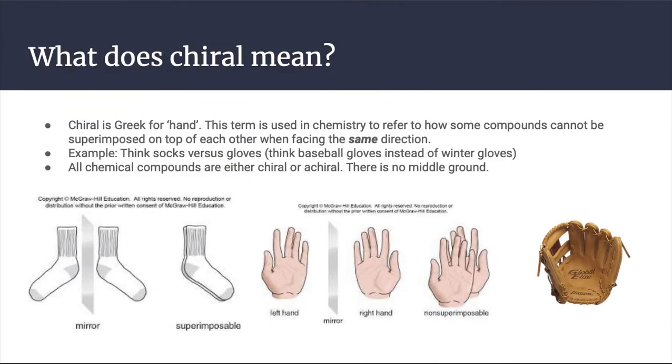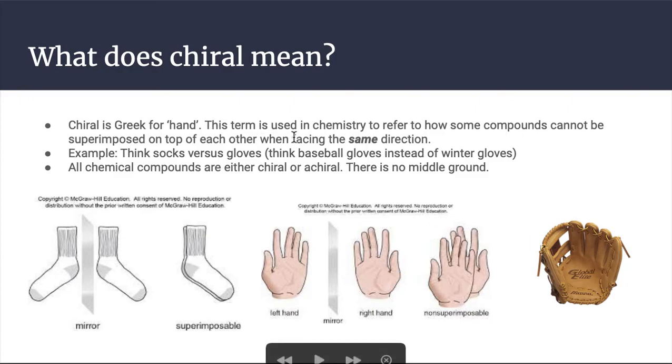Before we dig deep into that, first we should understand what chiral means. Chiral is Greek for hand. This term is used in chemistry to refer to how some compounds cannot be superposed on top of each other when facing the same direction. I want you to focus on that bolded italicized word, same, because that is very crucial, and it took me a very long time to understand that, and it took my friends a very long time to understand that too. So I just wanted to make sure you understood that at the get-go when you're first getting started with chirality.